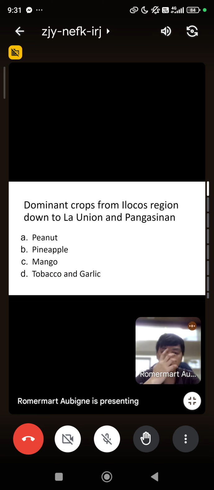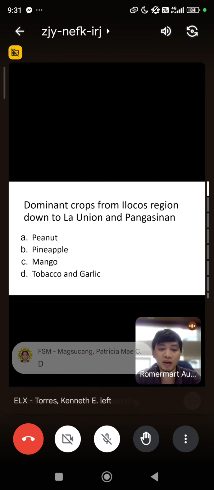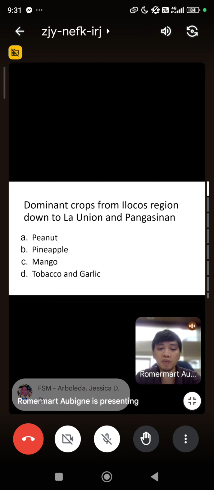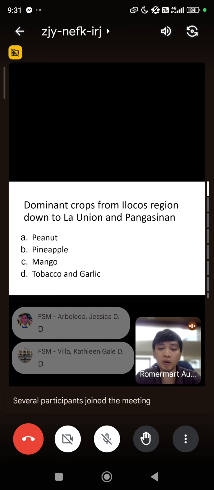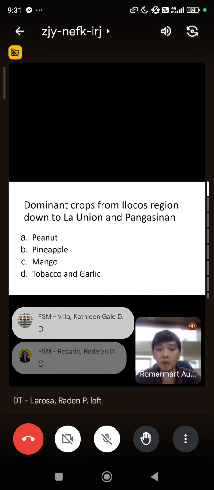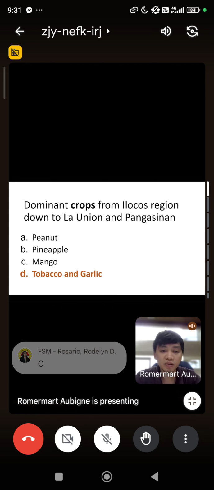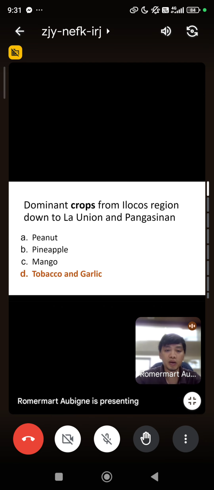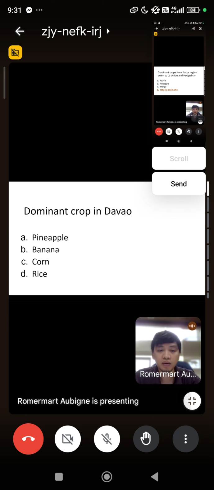So next is the dominant crops from Ilocos region down to La Union and Pangasinan. We see it says dominant crops. When you observe the question, only one of the choices is correct. A. Peanut, B. Pineapple, C. Mango, D. Tobacco and garlic. Only this one has both. So the answer for this is tobacco and garlic.